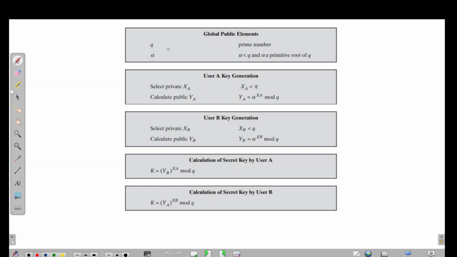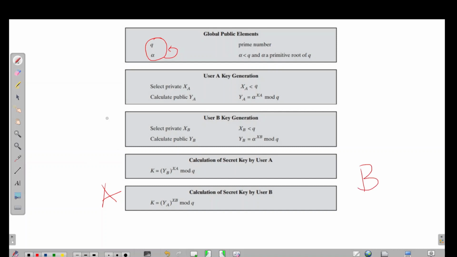In the algorithm, we take the global public element Q, which is a prime number, and we take alpha such that alpha is a primitive root of Q. I also uploaded a video on how to check whether a number is a primitive root of a prime number. And then there are two users, user A and B.